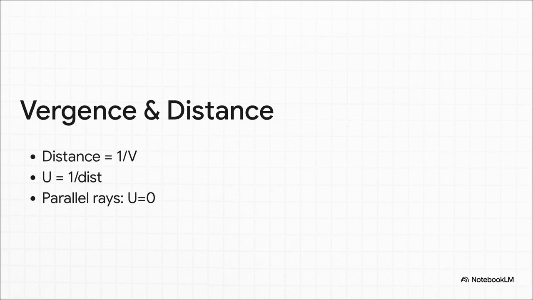And here's a classic board setup for you. What if the incoming rays are perfectly parallel? Think about that for a second. Well, if they're parallel, they have absolutely zero Vergence, so U equals 0. So if you have a +1 diopter lens and parallel incoming rays, your V is simply +1, meaning your focal distance is 1 divided by 1, which equals exactly 1 meter to the right of the lens.